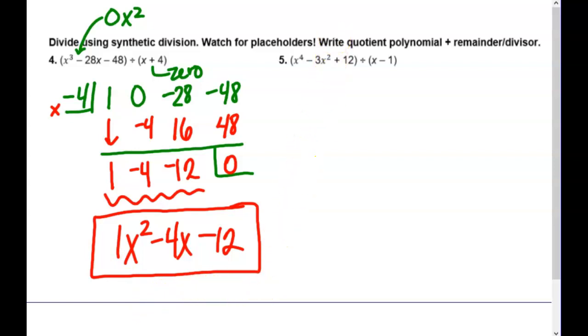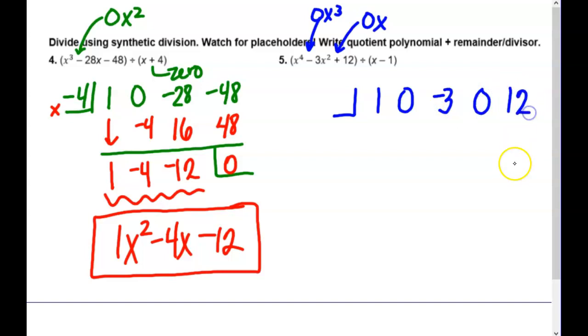Try the next one. We need a 0 again, don't we? Placeholder, we have a 0x. So 1x to the 4th. Oh, we need 2 zeros. There's also a 0x cubed. Wow. 0x to the 3rd, -3x squared, 0x, and 12. Well, the good news is all that goes in the box is what? Yeah, the 0 of this is just 1.